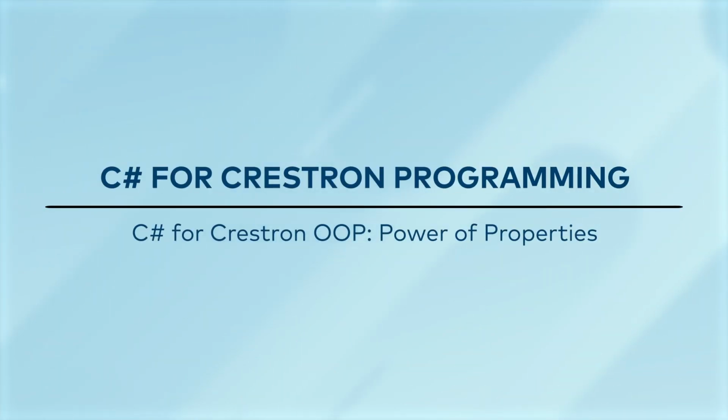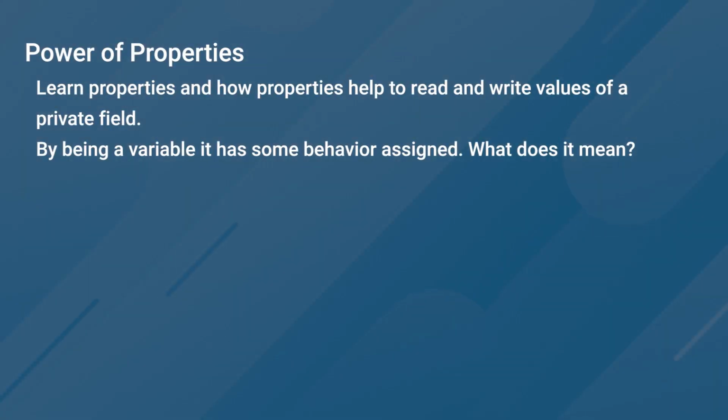Welcome to C# for Crestron programming. In this tutorial, our objective is to learn properties and how properties help to read and write values of a private field. A property is a variable, and it has some behavior assigned.